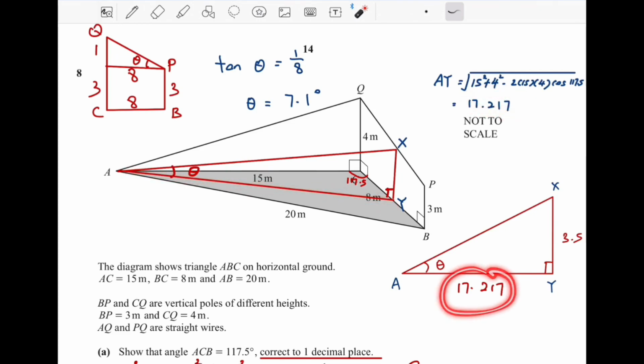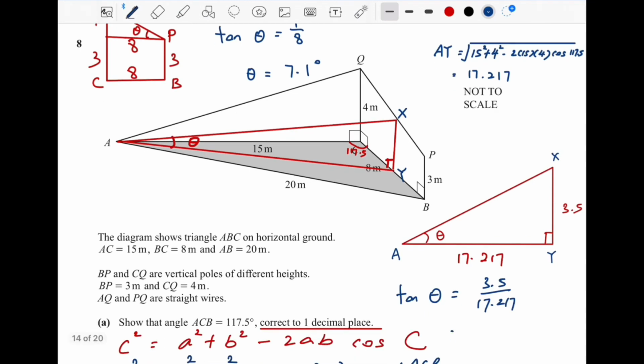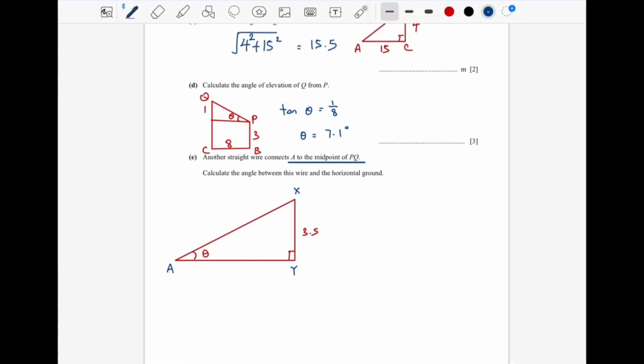Now I have the length of 3.5 and 17.217. To figure out this part, it's just the tangent work. So I do the same thing. Tangent theta equals 3.5 over 17.217. Hence, see what we get. Make sure your calculator is in degree mode, not in radian. So you should have 11.49, so I round it off to 11.5 degree. That is the answer for this one.